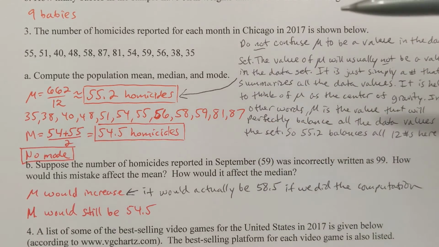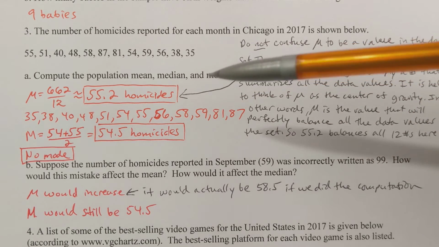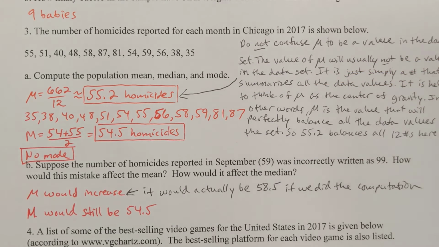Find the mode. There is no mode. So there is no value that repeated at all. And this data set would have no mode in it. So the only time you have a mode is when there's repetition going on. Okay.